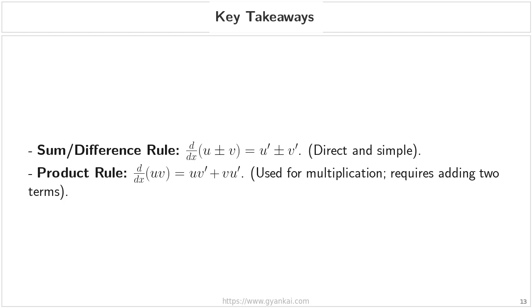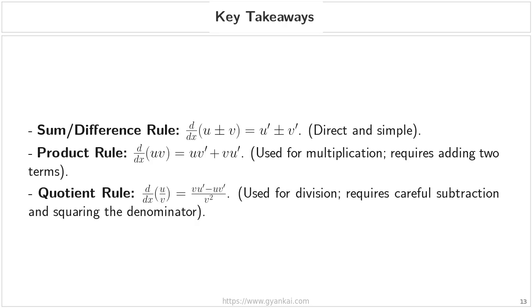Next, we have the product rule, which we use whenever 2 functions are multiplied together. Remember, as we cautioned in the previous slide, you cannot simply multiply the derivatives. Instead, the derivative with respect to x of u times v equals u times v prime plus v times u prime. Just remember that this rule requires you to add 2 distinct terms together.